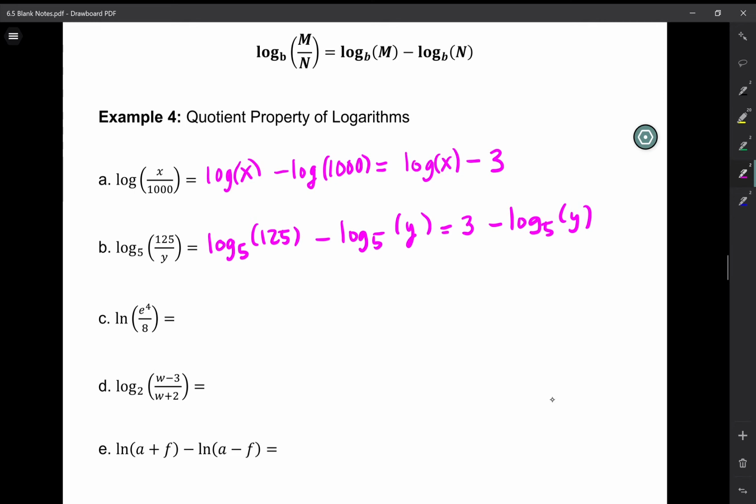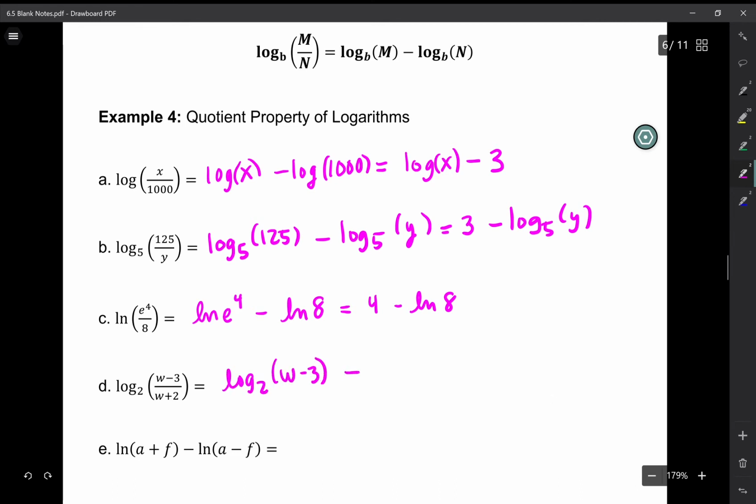So this becomes, in C, the natural log of e to the 4th minus the natural log of 8. Well, what power do you raise e to get e to the 4th? And the answer is 4 minus natural log of 8. D is log base 2 of w minus 3 minus log base 2 of w plus 2.